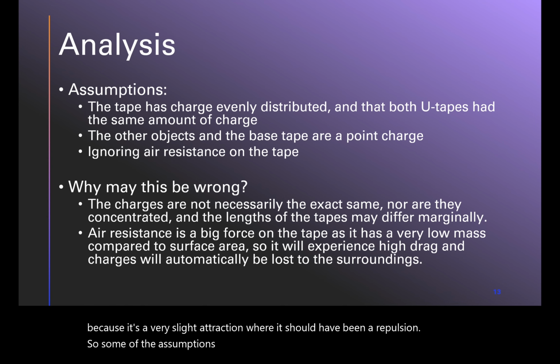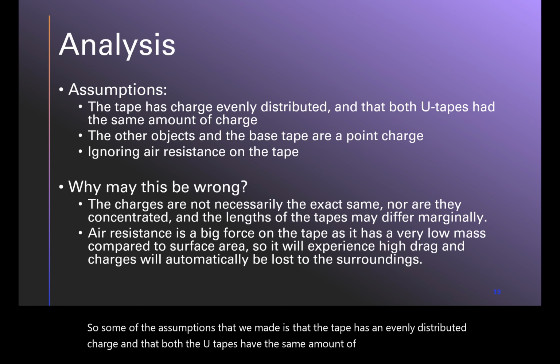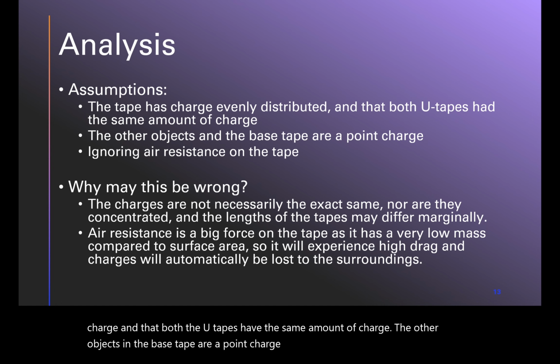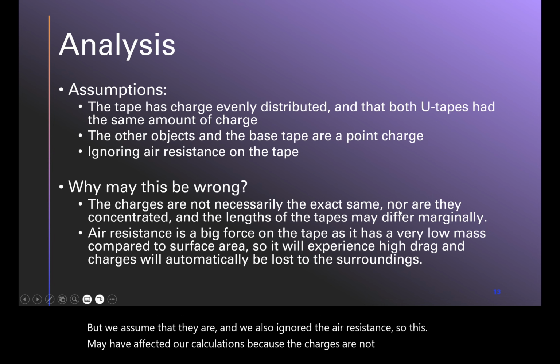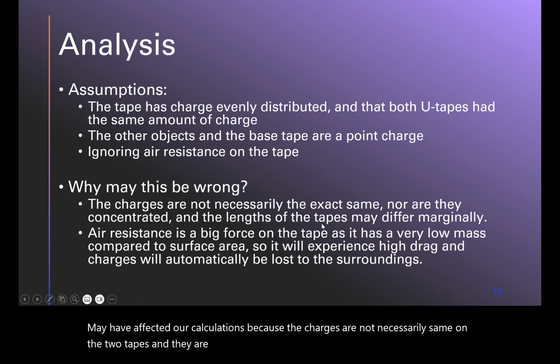Some of the assumptions that we made are that the tape has an evenly distributed charge and that both the U-tapes have the same amount of charge. We also assumed the other objects and the base tape are point charges, which they aren't, and we ignored the air resistance. So this may have affected our calculations because the charges are not necessarily the same on the two tapes, and they aren't concentrated, and the length of the tapes may differ.